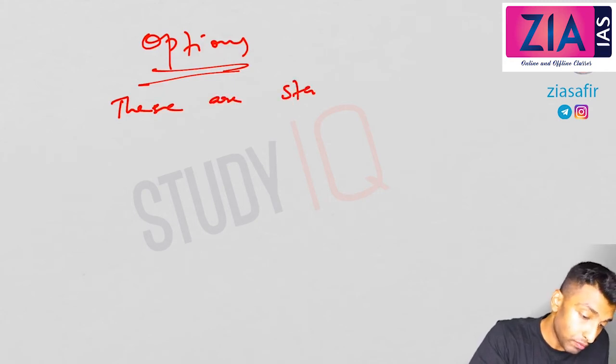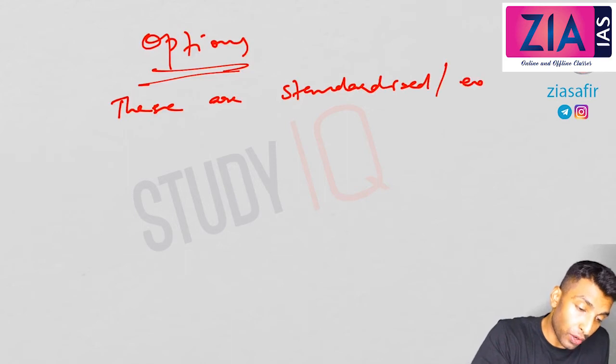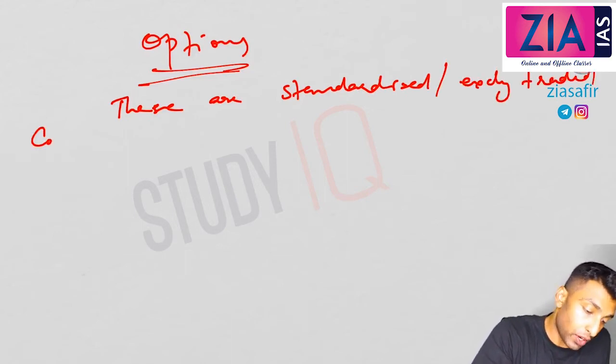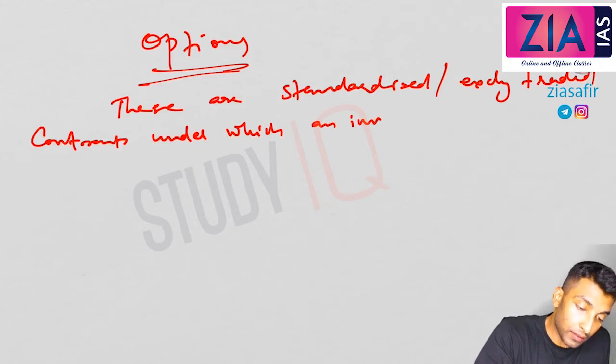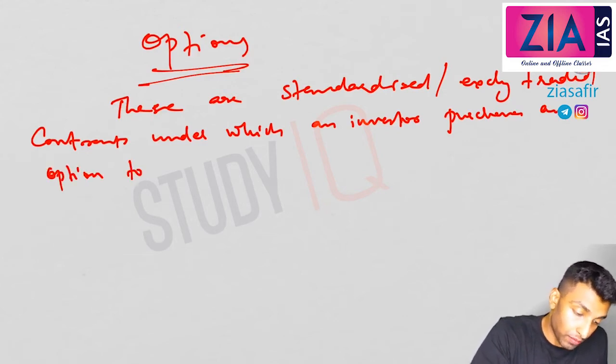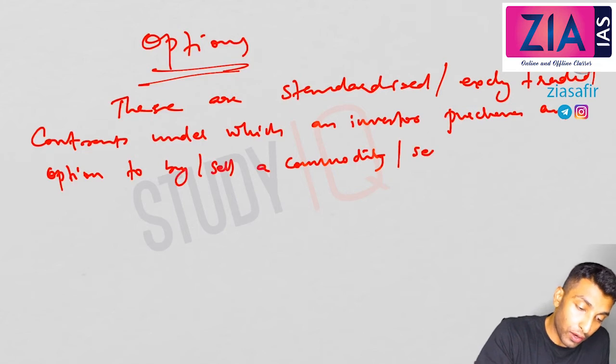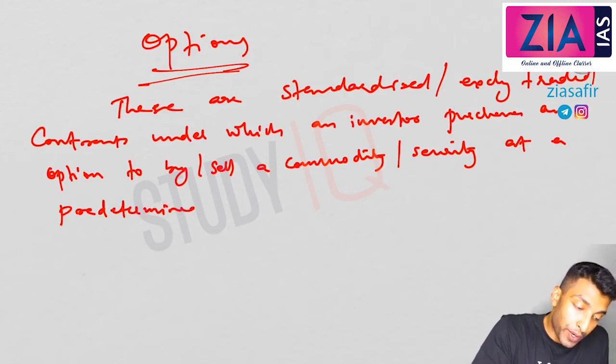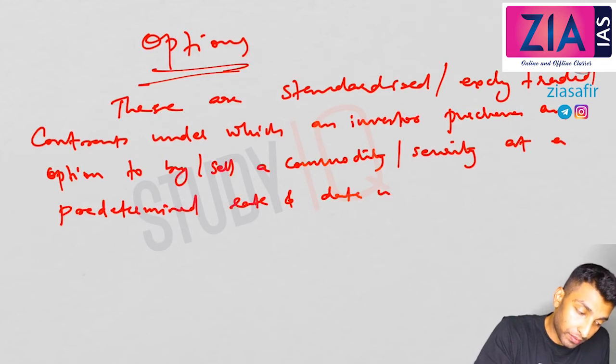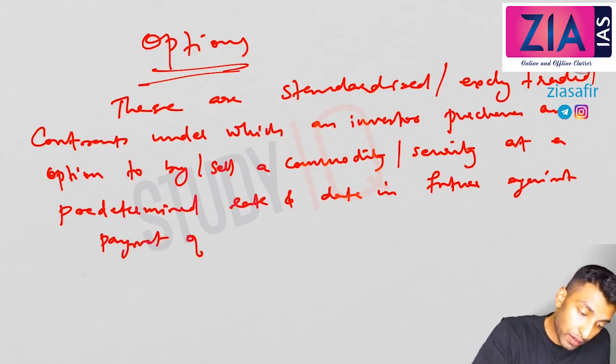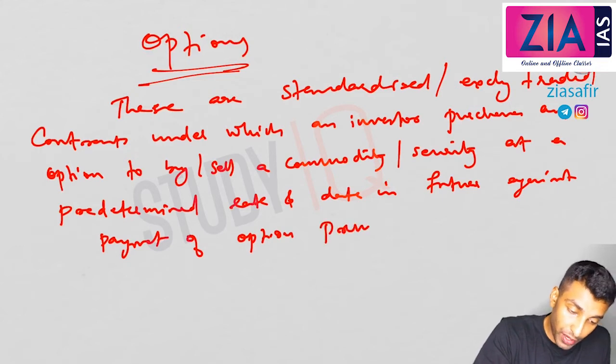These are standardized or exchange traded contracts under which an investor purchases an option to buy or sell a commodity or security at a predetermined rate and date in future against payment of option premium.